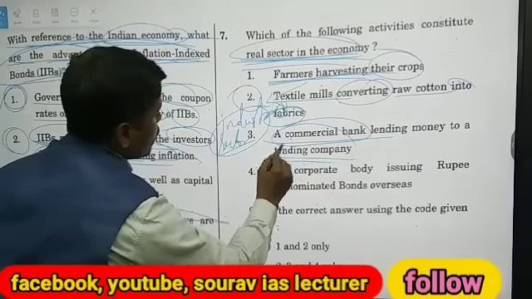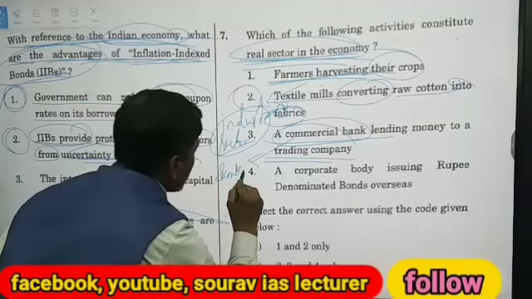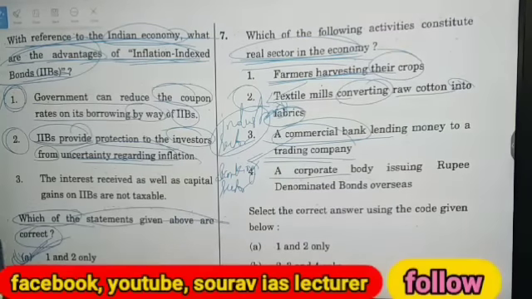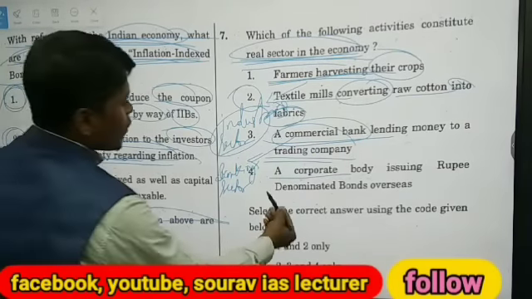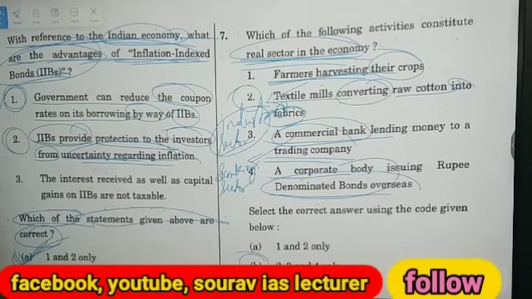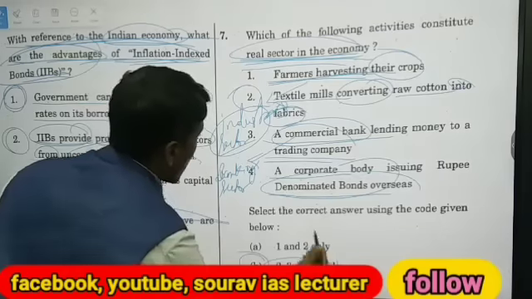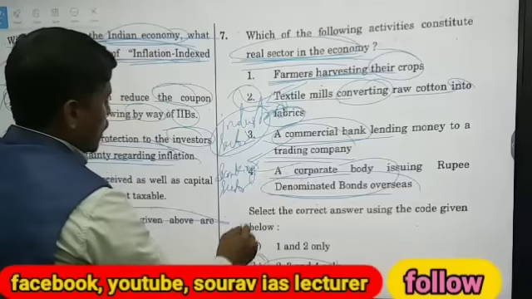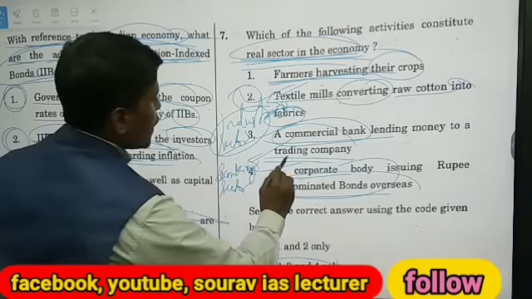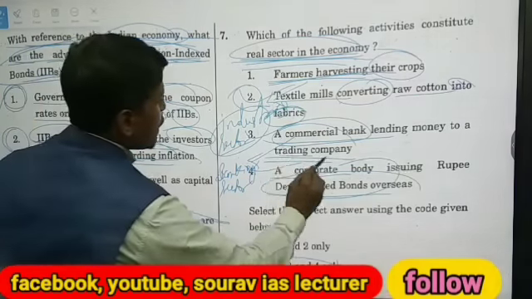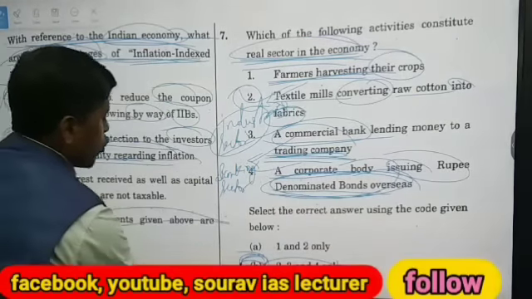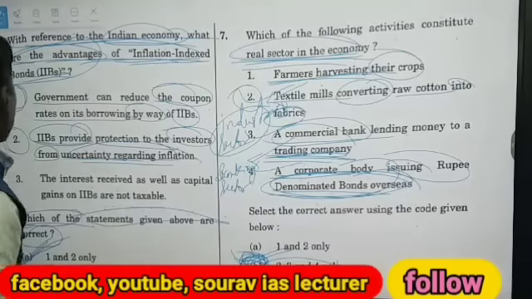These are industries sector, these are banking sector. Four, a corporate body issuing rupee-denominated bonds overseas. Correct option B, statements 2, 3, 4. Commercial bank lending money to a trading company, a corporate body issuing rupee-denominated bonds overseas. Correct option B.